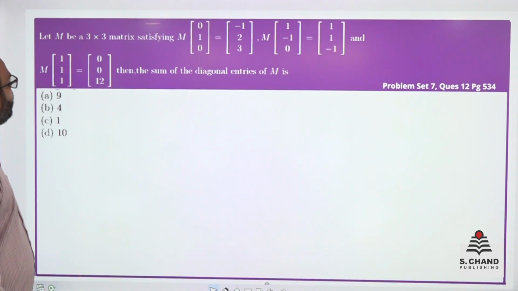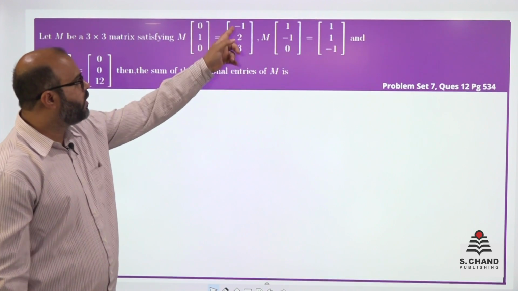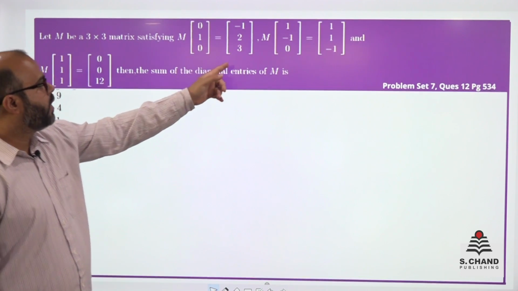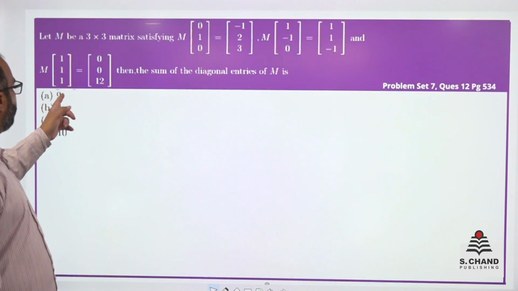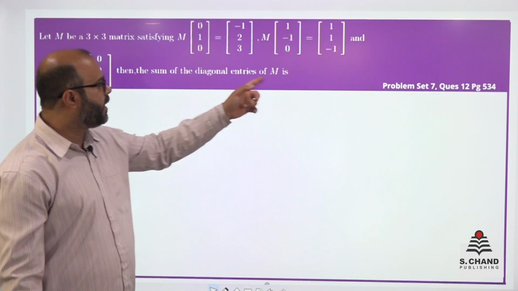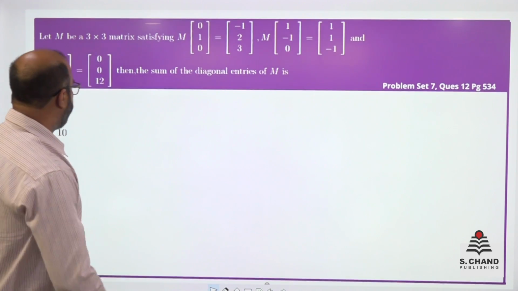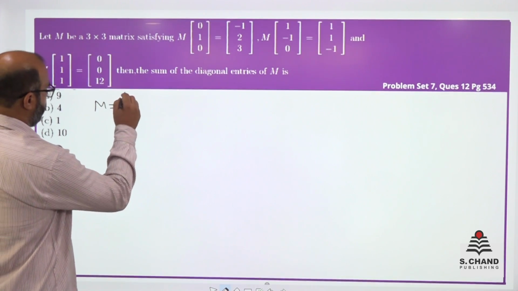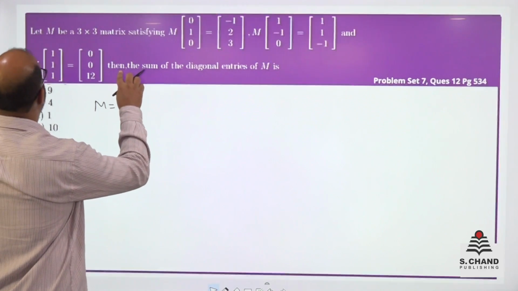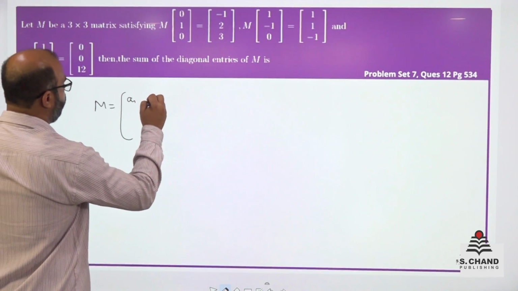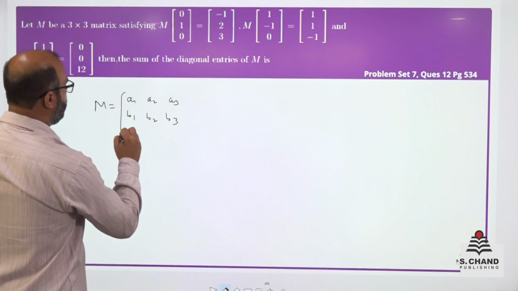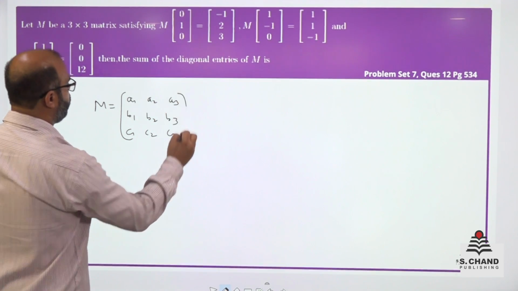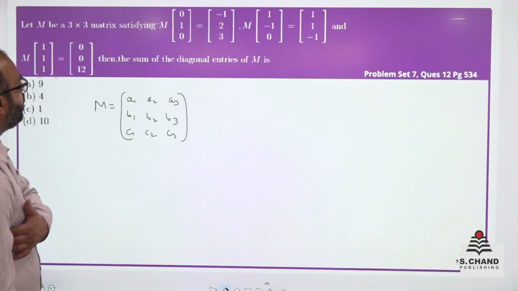Let M be a 3 cross 3 matrix satisfying M times 0, 1, 0 is equal to minus 1, 2, 3, M times 1, minus 1, 0 is equal to 1, 1, minus 1, and M times 1, 1, 1 is equal to 0, 0, 12. Then the sum of the diagonal entries of M is. So let us see what is M. Let us assume A1, A2, A3 is the first row elements, B1, B2, B3 is the second row elements, C1, C2, C3 is the third row elements.